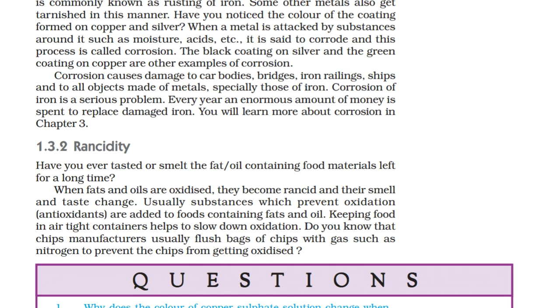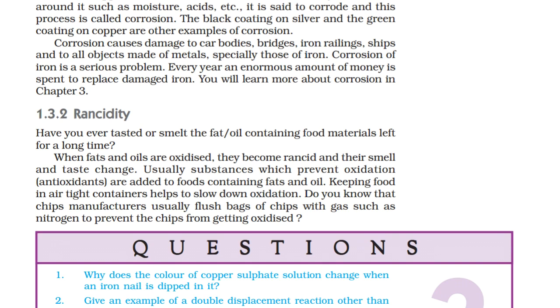Corrosion causes damage to car bodies, bridges, iron railings, ships, and all objects made of metals, especially those of iron. Corrosion of iron is a serious problem. Every year, an enormous amount of money is spent to replace damaged iron. You will learn more about corrosion in chapter 3.